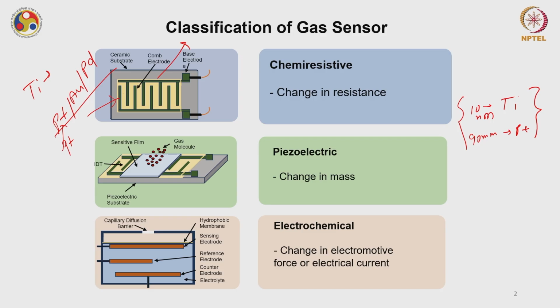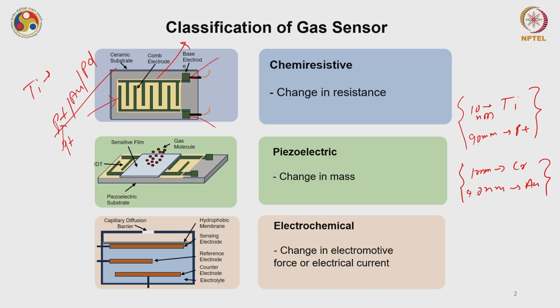Similarly, if you want to have a gold contact, usually we have 10 nanometer thick chrome or chromium and, say, 90 nanometer thick gold, because this chromium will increase adhesiveness of the metallic film on the Si/SiO2 substrate. So this is the comb electrode, this is the ceramic substrate, and these are the two terminals where you are going to probe your device.